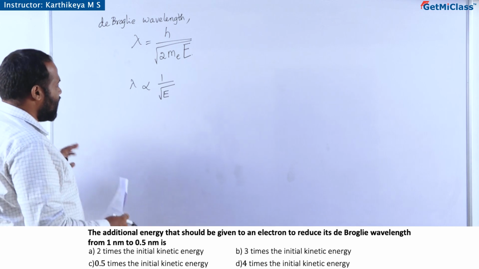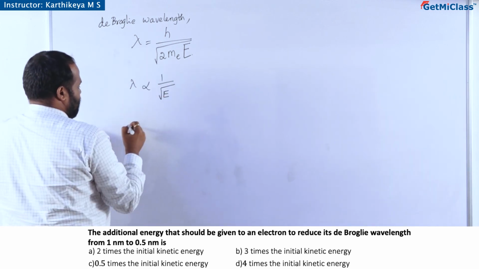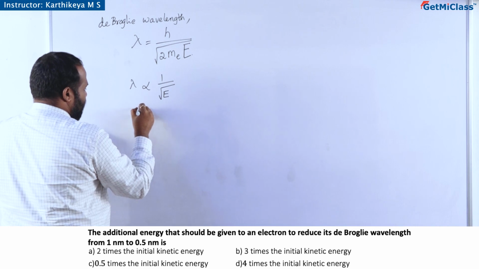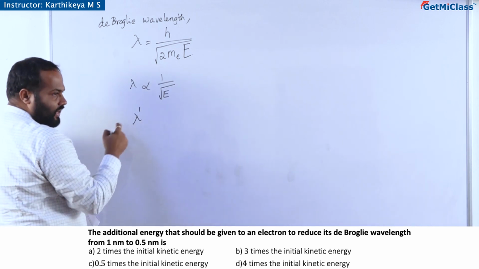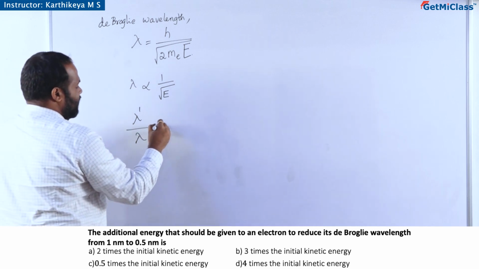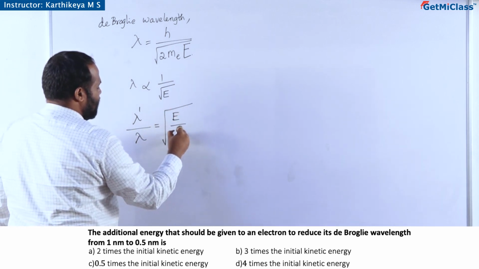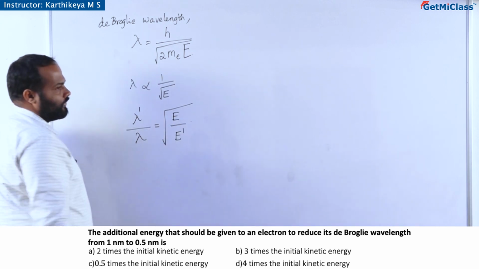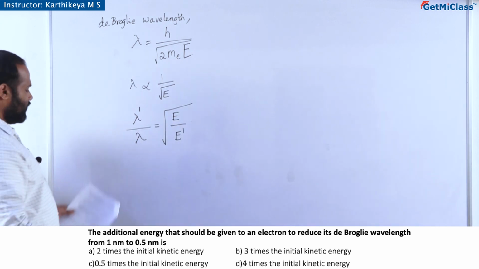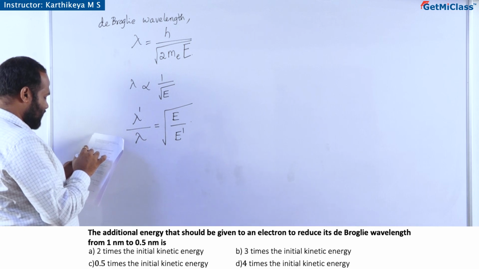Okay? Now, using this, the final wavelength I will call lambda dash, and the initial wavelength I will call lambda. That is equal to root of E by E dash.